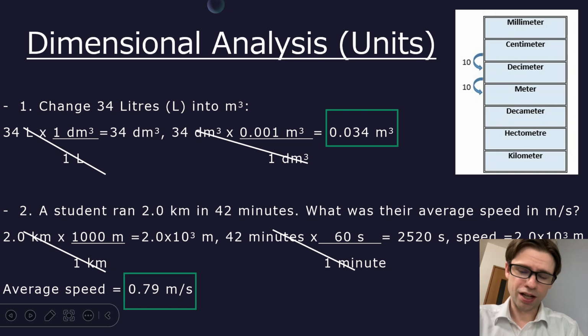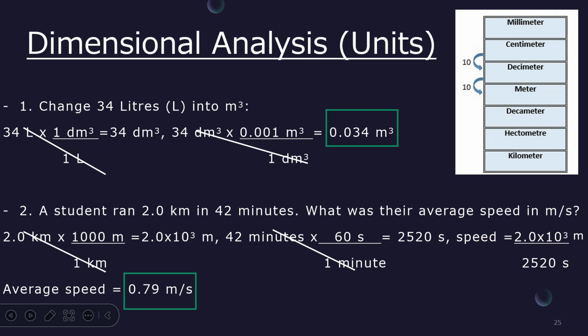And then you do kind of have to know an equation for speed, that is distance divided by time. So put your distance on top, your time on the bottom. Put those in the calculator if you need, and you'll get an answer of 0.79 meters per second. And it needs to have two significant figures, because 2.0 kilometers and 42 minutes were our inputs for this.